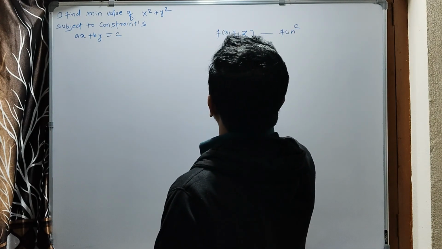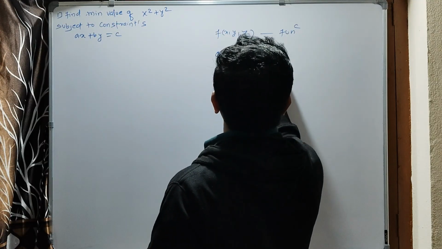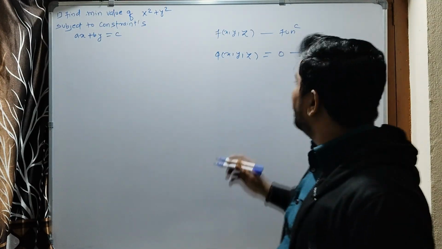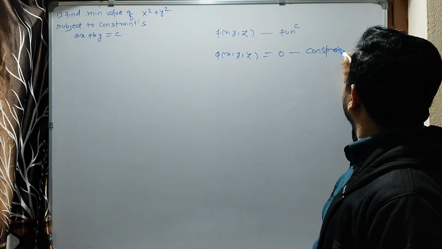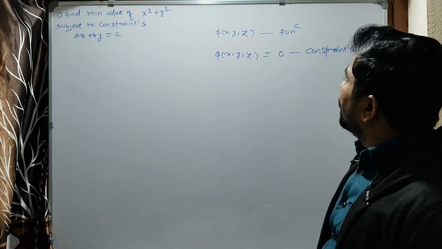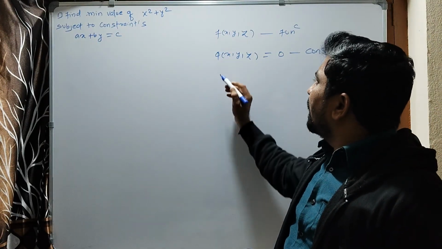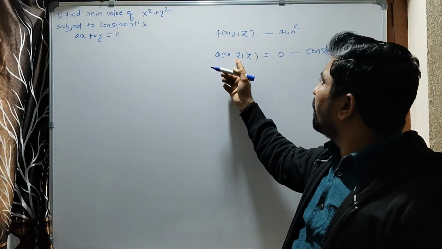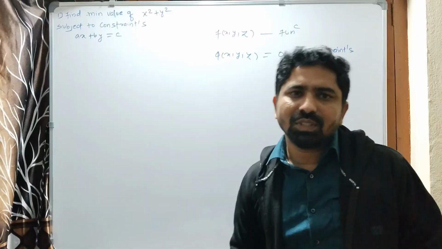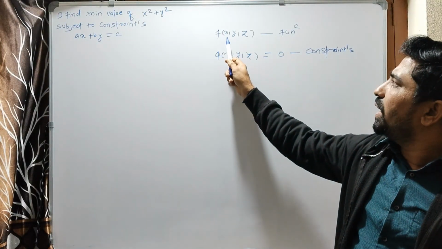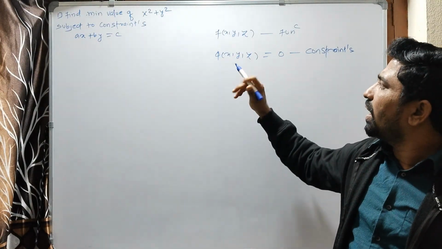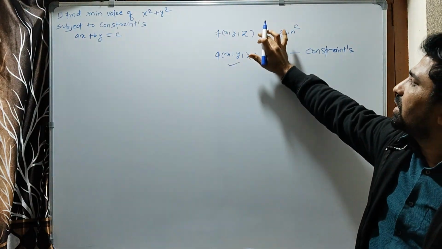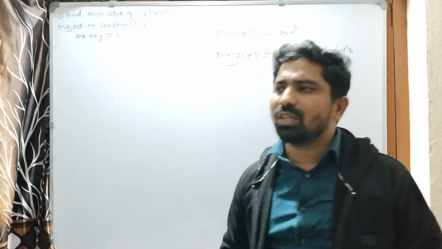Let's say phi of x, y, z equal to 0. This is my constraint. So this is my objective function, subject to the constraint phi of x, y, z equal to 0. This means that the variables of my function, x, y, z, are related by this constraint. This is the meaning of f of x, y, z and phi of x, y, z.